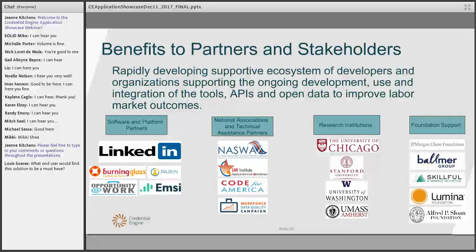All of this work is supported by a large ecosystem of folks who've committed to ingesting the data, a lot of national partners who are helping states actually implement it, research institutions who've contributed to a lot of the open source tools, and a broad set of funders who supported the work to date.